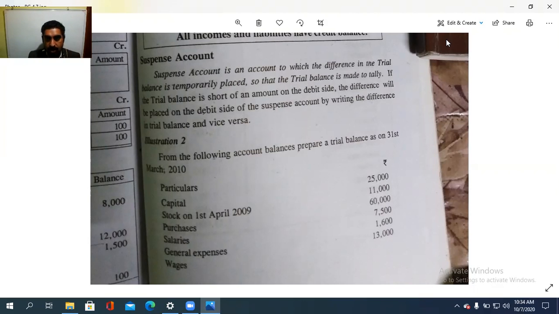So it is an account to which the difference in the trial balance is temporarily placed so that trial balance is made to tally. From the following account balances, prepare a trial balance on 31st March 2010.